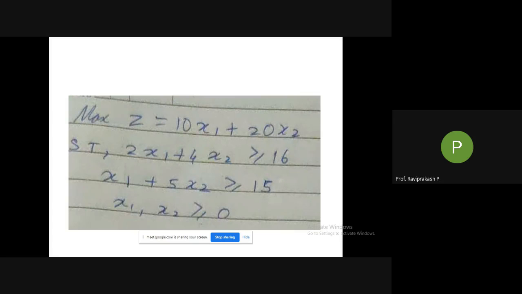16. Second constraint, x1 plus 5x2 greater than or equal to 15. At the last, the non-negative condition, that is x1, x2 greater than or equal to 0. So what I was telling you about this, greater than or equal to, greater than or equal to. So both the constraints are having greater than or equal to only. Okay, solve this. So as and when you are getting the points to be marked, just let me know.